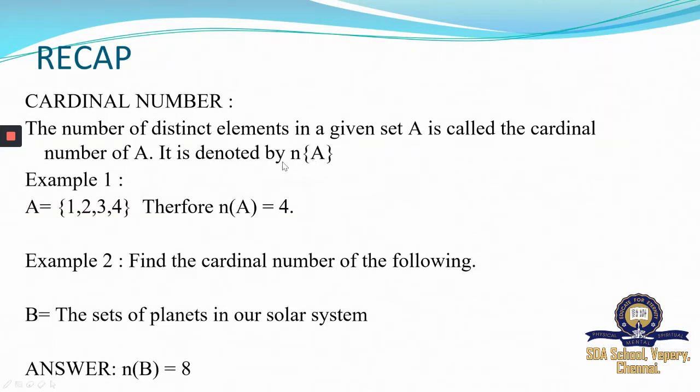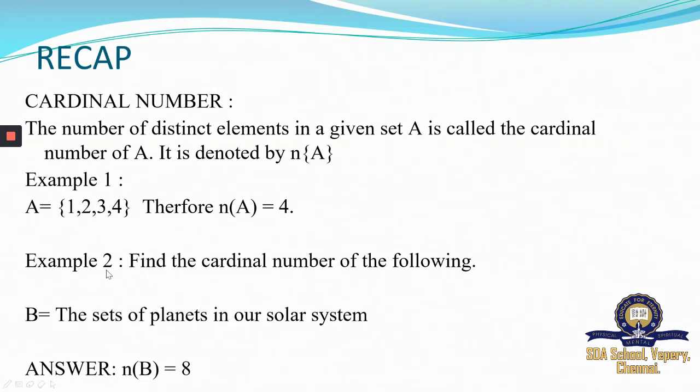Now, let's understand this better with the help of an example. Set A contains the elements 1, 2, 3, and 4. Therefore, to find the cardinal number, I have to count the number of elements. If I count, there are totally 4 elements, right? So I have written n(A) = 4.